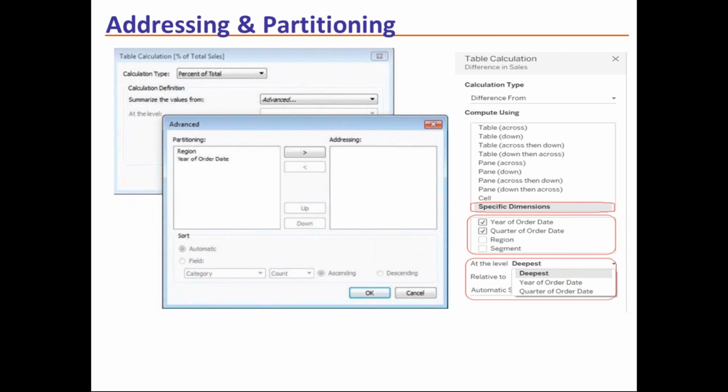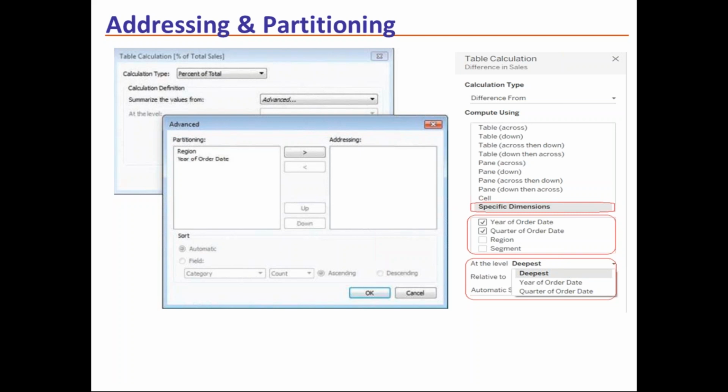That's why they introduced addressing and partitioning. In addressing and partitioning, which is a factor for the direction, say year and quarter. If it is year and quarter, it will take the first year, go through all the quarters, and come to the next year. No, I want quarter first. So push the quarter up and bring the year below. Then you are changing the order, so it will calculate that. This you can achieve through addressing and partitioning.